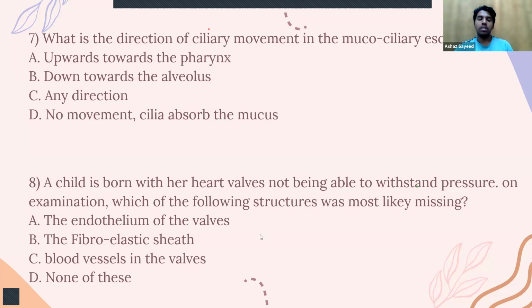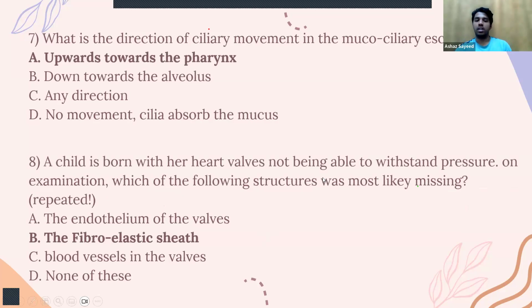Okay. So the answer for the seventh one is A, upwards towards the pharynx. That's why whenever you are cold, you cough out mucus or use a tissue paper to clean off mucus, because the movement is towards your pharynx and then towards your nasal cavity. Okay, it does not go down. It's not in any direction, and D is obviously wrong.